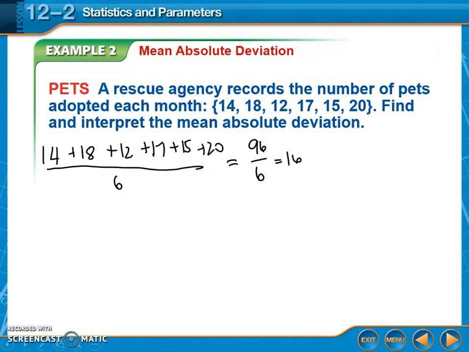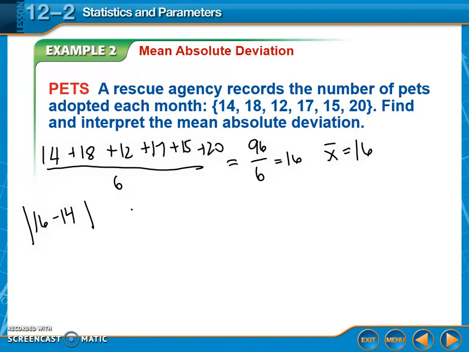Okay, so when you add up all those numbers on top, you get 96 divided by 6, and you get 16. So 16 is my average, and we label that with a bar over the x. So I get that. Now the next step is to find the difference between each of these numbers and 16 and take the absolute value. So I'm going to do 16 minus each of those numbers.